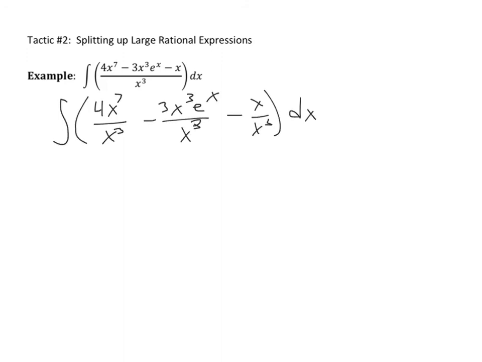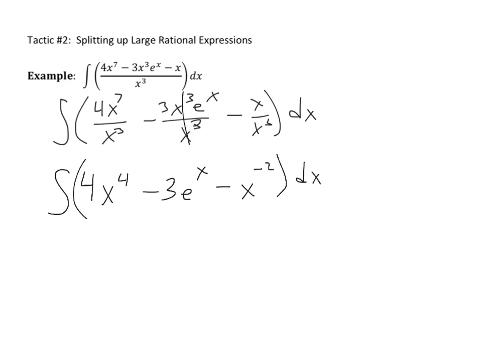And you might be wondering, why am I allowed to do that? The reason I'm allowed to do that is that these 3 rational expressions all have a common denominator. I'm basically just undoing the process of combining 3 fractions that have a common denominator. Now that I've separated these, each of these 3 rational expressions can be simplified, right? The first one can be simplified to 4x to the 4th power. The next one, the x cubes are going to completely cancel out, and it'll leave me with 3e to the x. And in the last one, these will cancel out and leave me with x to the negative 2. Right? I now have 3 much simpler things that I can split into separate integrals.